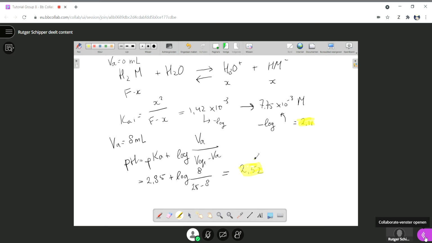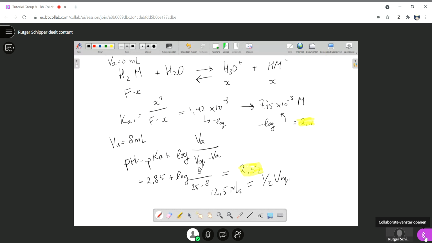Okay, so we can repeat this for every volume added between 0 and the first equivalence point, right? So 12.5 and 19.3 we can skip. If you want to discuss them, we can do them, but we can skip them. And there's also one tip I can give you guys. 12.5 milliliters is actually half of the first equivalence point, right? Because the first equivalence point is 25, 12.5 is half.